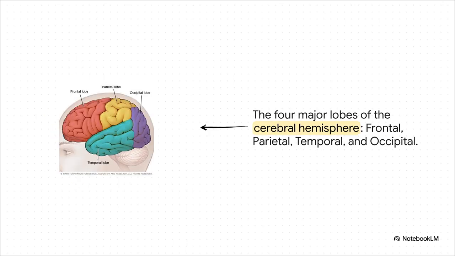So the brain isn't just one big blob. Each half of the cerebrum, what we call a cerebral hemisphere, is divided into 4 main lobes. You can see them color-coded here in this diagram. In red, you have the frontal lobe. In yellow, the parietal lobe. The temporal lobe is in green, and the occipital lobe is there in purple. And each one has its own set of specialized jobs.